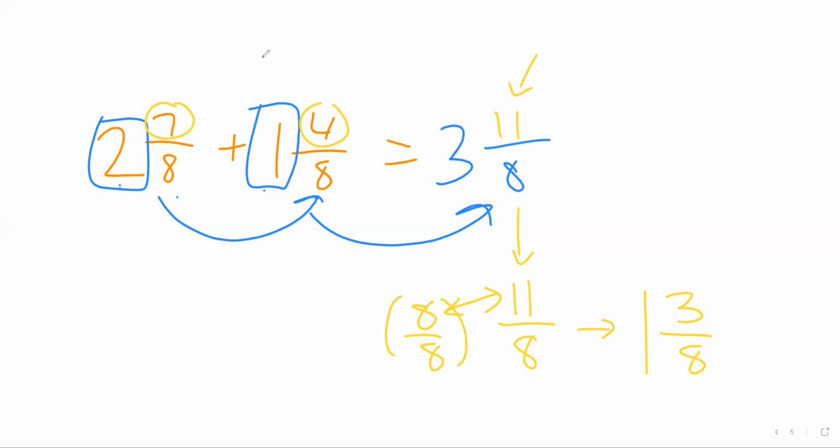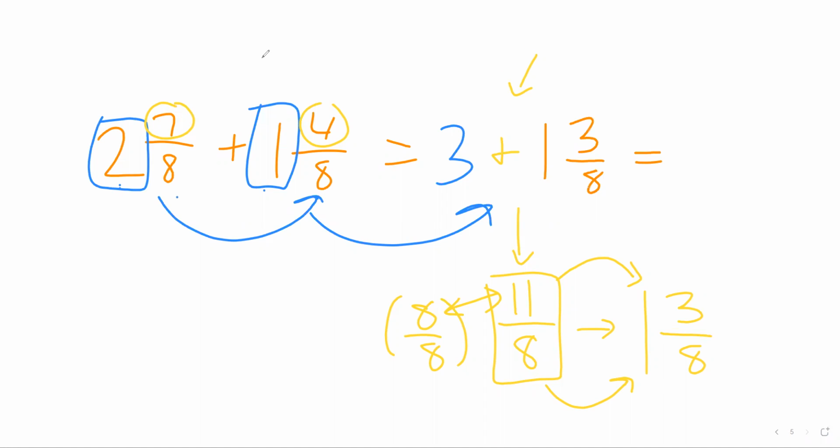So this 11 out of 8 is the same thing, or is equivalent to 1 3/8. So now what that is telling me is if I get rid of this up here, I'm actually adding to my 3 wholes here this mixed number of 1 3/8, which then means 3 + 1 = 4 3/8. So that would be my final answer.